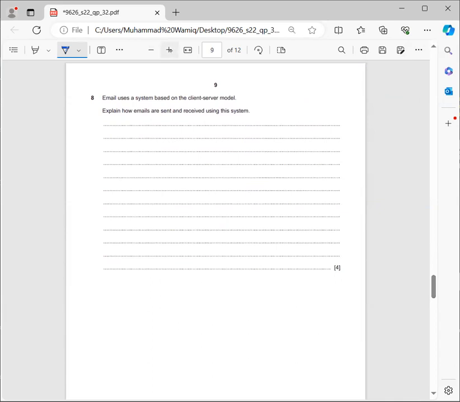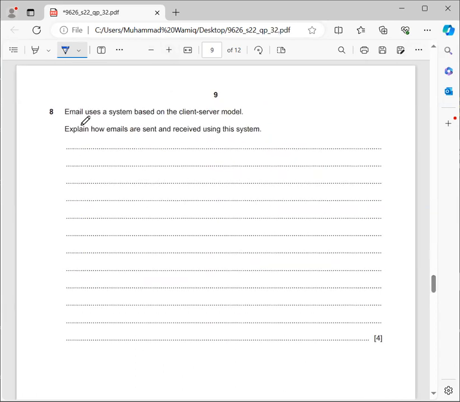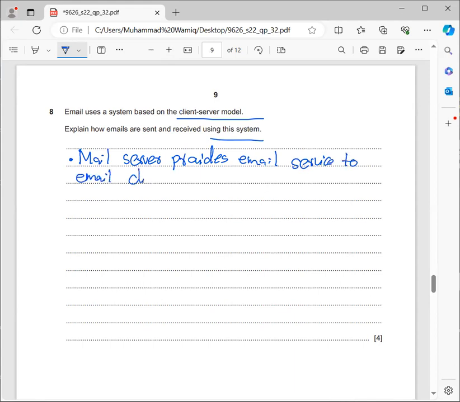The next question, which is question number 8. Question number 8 says that email uses a system based on the client server model. Explain how emails are sent and received using this model. This is for 4 marks. So first of all, you need to write that mail server provides email service to email clients.